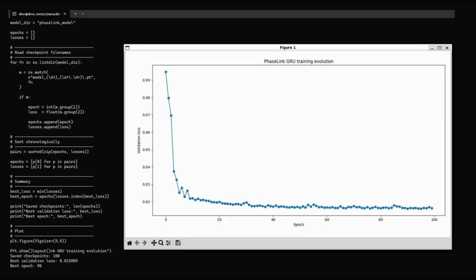For this graph, the horizontal axis represents the epoch number. An epoch corresponds to one complete pass through the entire training dataset. Thus, epoch 1 represents the first learning cycle, whereas epoch 100 represents the 100th learning cycle. The vertical axis represents the validation loss. Validation loss measures how wrong the GRU predictions are when tested on validation data that were not used during training. Lower values indicate better performance, more accurate predictions, and more successful learning of the earthquake association task.